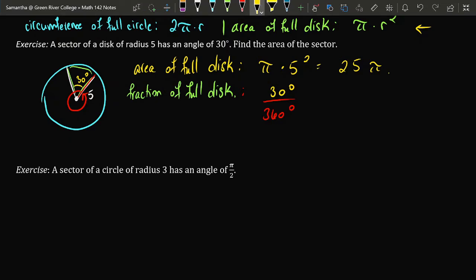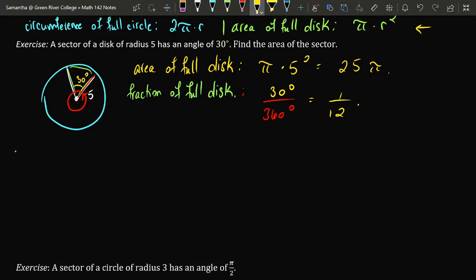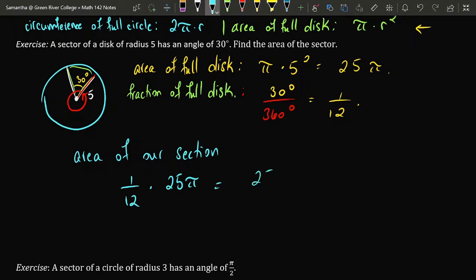So if I reduce this fraction, the fraction of the full disk that we have is 1/12 of the full disk. Because we're working with 1/12 of the full disk, we must also have 1/12 of the area of the full disk. So the area of our sector would be equal to 1/12 of the area, 25 pi, or 25 pi over 12.